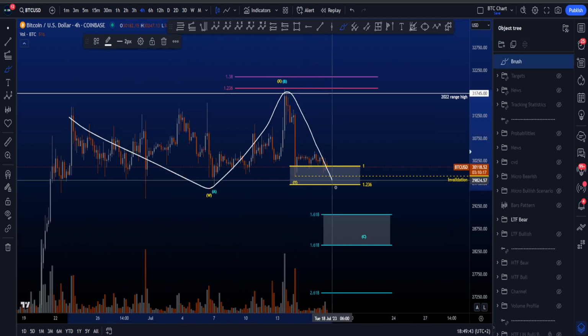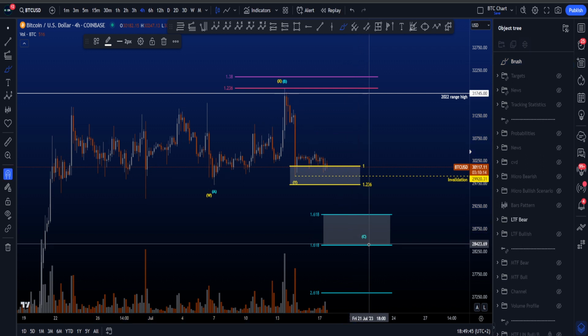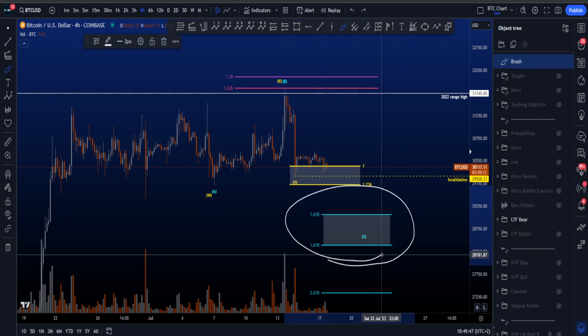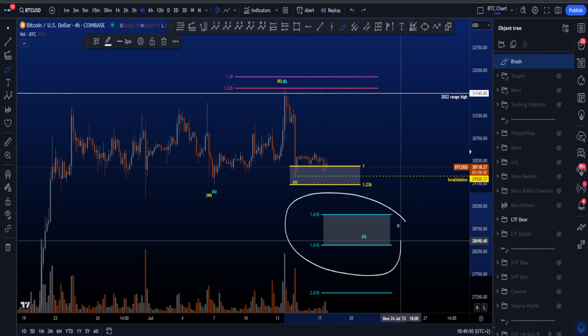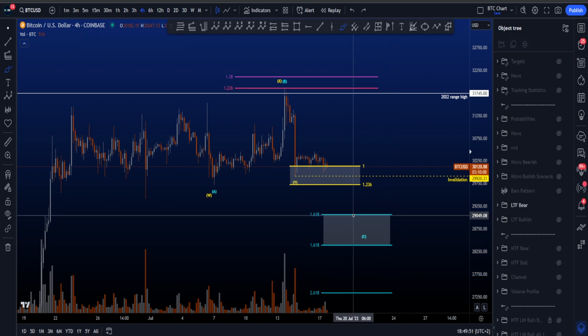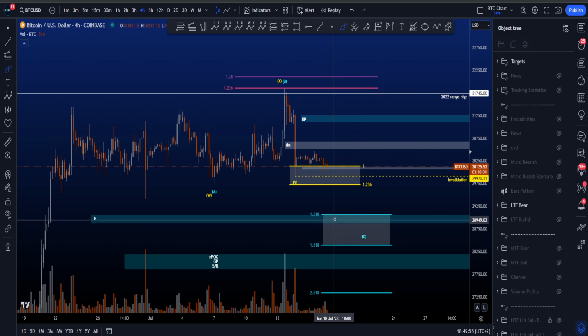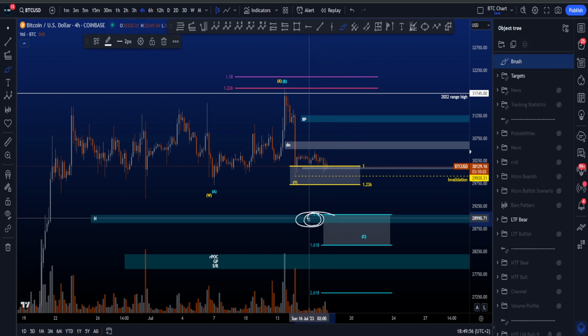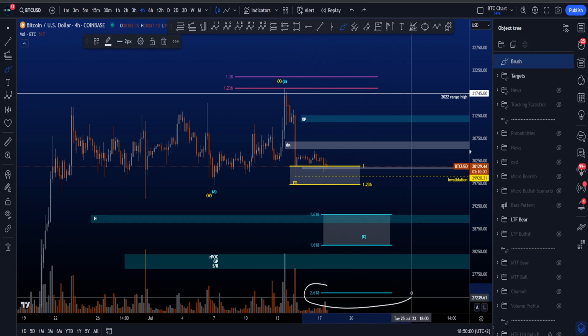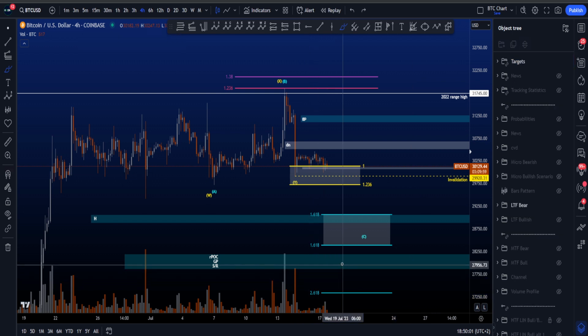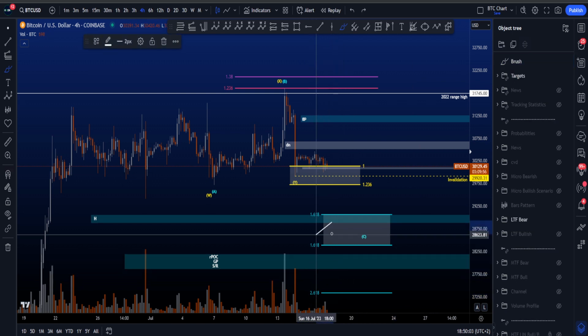The other scenario is an expanding flat ABC, which is a 3-3, and then you'd be looking for a 5-wave move to the downside, where the most common target area for wave C is between the two 1.618s over here, which is between 29.1k and 28.4k, also in confluence with the support area around 29k. A rare target for wave C is the 2.618, where we have a support area in between the common and the rare target at around 28k.